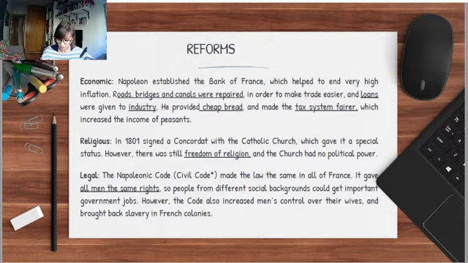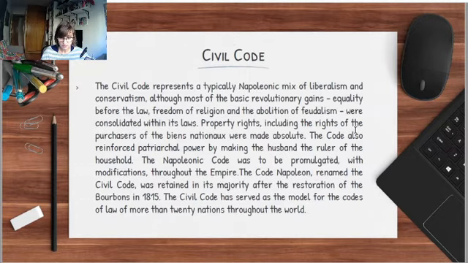As well as these reforms, Napoleon allowed aristocrats who had emigrated to return to France. They had no political privilege, but they were able to keep some of their wealth. This is a fragment of the civil code.